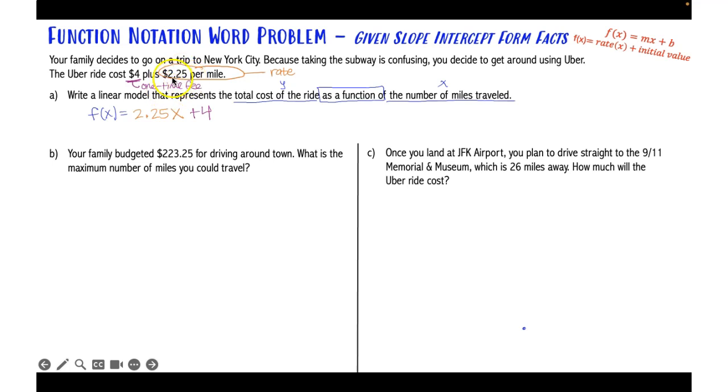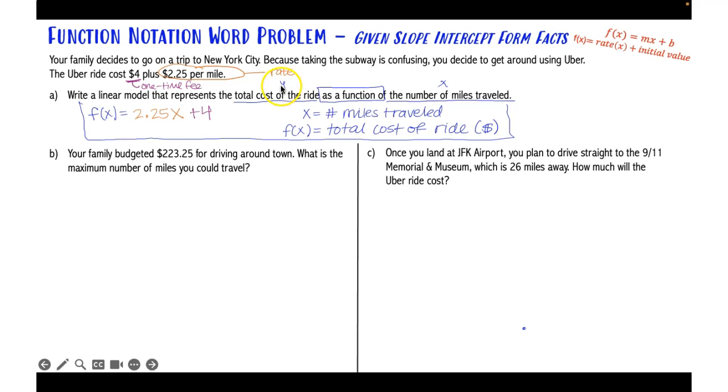So they gave us already our slope and our y-intercept. So our slope or our rate is $2.25 per mile, and then our flat one-time fee is $4. So f of x equals 2.25x plus 4, and we know, again, x is the number of miles traveled, and f of x, or our y value, is going to be the total cost of the ride in dollars, so those are your units. Whenever you are creating a word problem, even if they defined the variables for you in the paragraph or in this part of the question, if you created the equation, it's a good practice for you to define your variables. What does the x represent? What does the typical y value represent? And make sure you include your units.